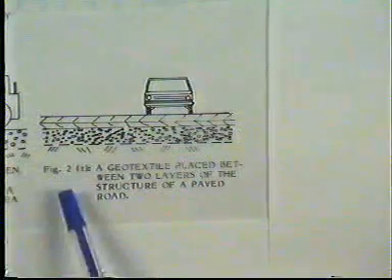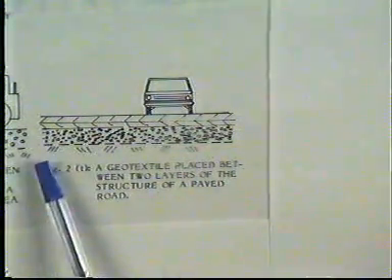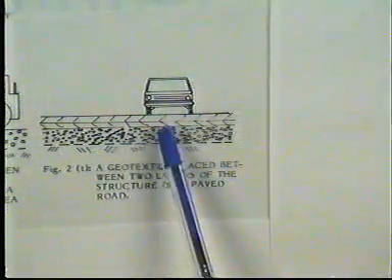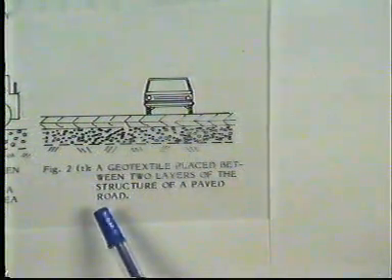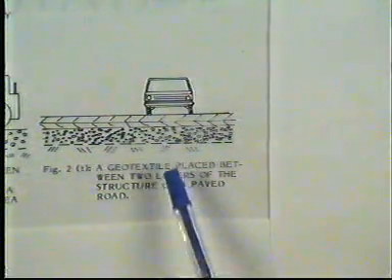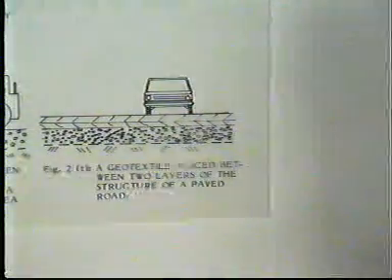Here also geotextile is placed between the two layers of the structure of a paved road. So here the geosynthetics material acts as a separation.